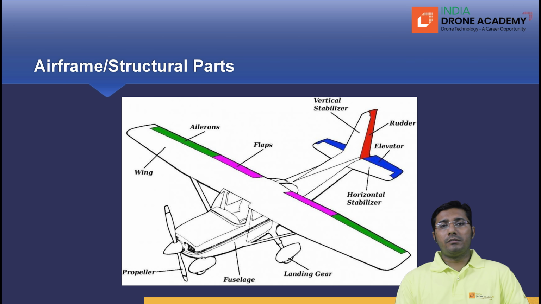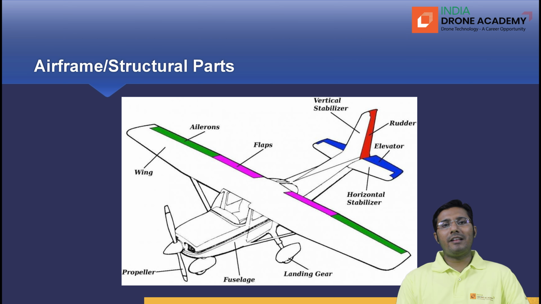Okay, and there is a fuselage that gives you a space for the crew, for the pilot, for the payloads, and there is a wing shown here, the primary surface responsible for generation of the lift for a fixed wing.